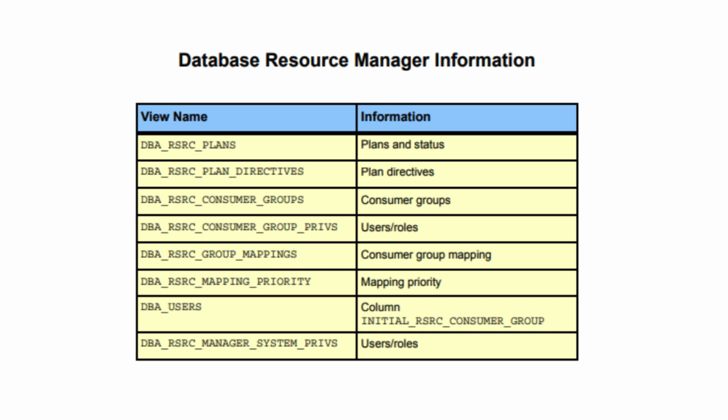Several data dictionary views are available to check the resource plans, consumer groups, and plan directives that are declared in the instance. This section discusses some useful information that can be obtained from these views. For more detailed information about the contents of each of these views, refer to the Oracle Database Reference Manual. You can access Resource Manager statistics by selecting Performance Statistics on the Getting Started with Database Resource Manager page in Enterprise Manager Cloud Control. Information is provided so that you can monitor the currently enabled resource plan.